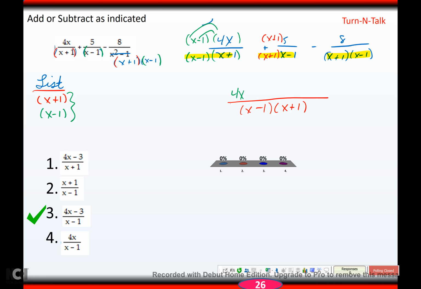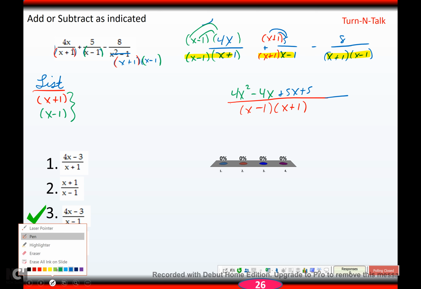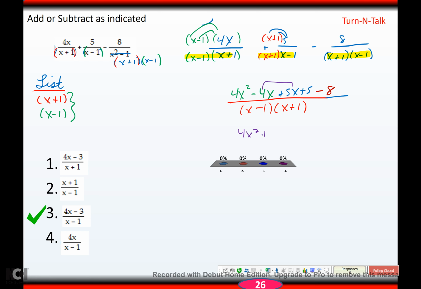Distribute, I get 4x squared minus 4x. Distribute the 5 in the middle, I get plus 5x plus 5. And I don't have to multiply the top of the other one by anything, so just bring down minus 8. So now we're going to clean up the top and then try and factor and reduce. On top, I have 4x squared, negative 4x plus 5x is x, 5 minus 8 is negative 3, all over x minus 1 times x plus 1.